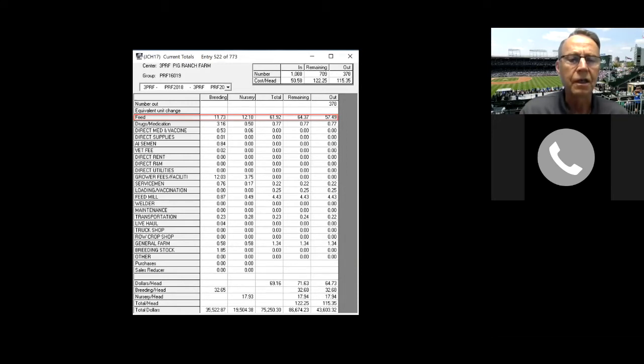Here the animals went at $32.65 out of the breeding stage into the nursery. Nursery added $17.93 per head, and so far finishing has added $69.16. We want to be able to track those stages and be able to adjust the cost as the animals are sold or moved out. We also need to track the individual account details.